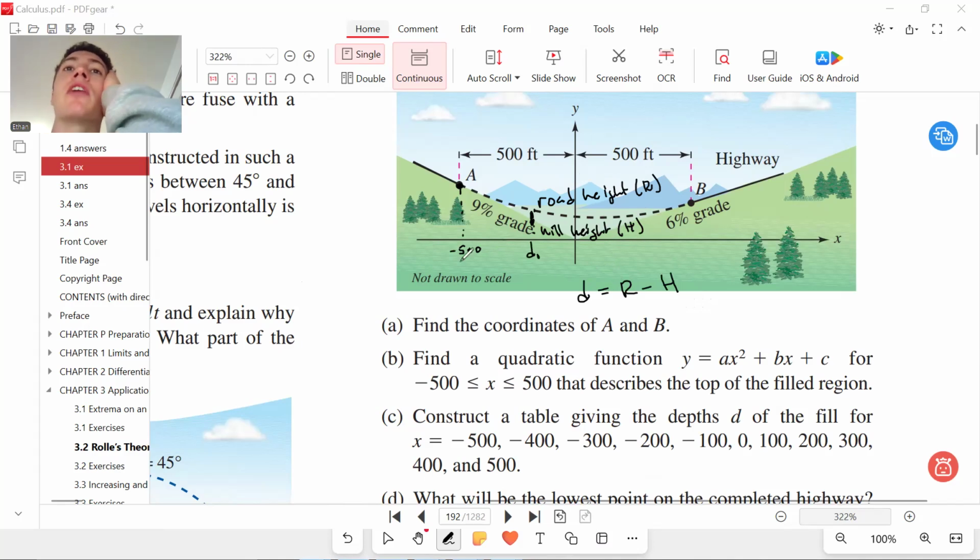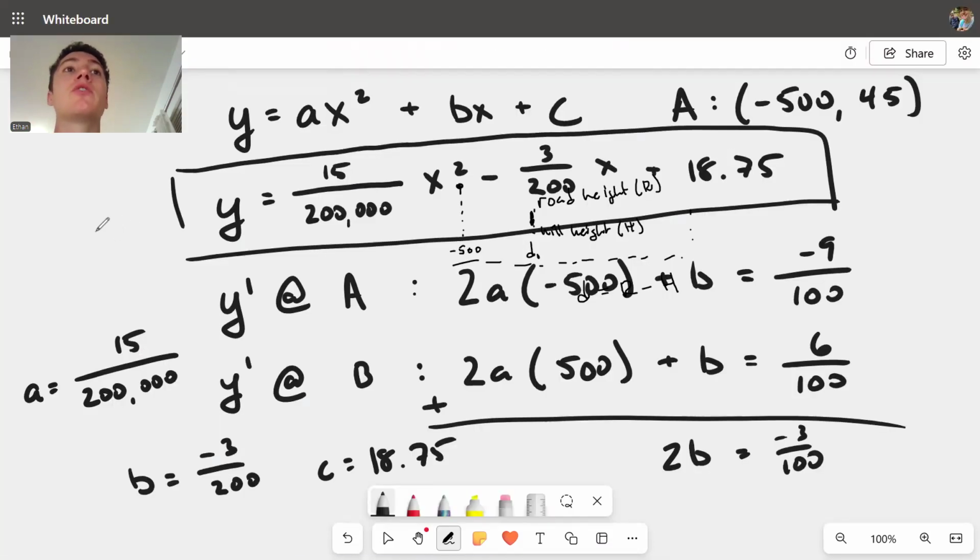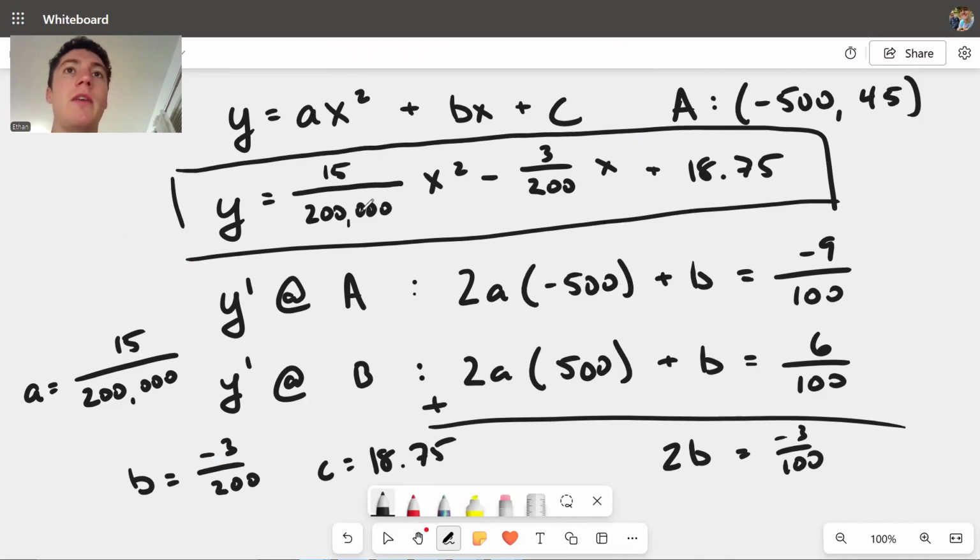And we're going to do that for negative 500, negative 400, 300, 200, 100, 0, 100, all the way back to 500 here. And the way that you can do that, well, what is our road height and what is our hill height? Well, the road height is just the height at any given x value of our road, which is our quadratic that we have here. So for every x value, we would just plug it into here. Okay. Plug it into here, and we'd get a y value.